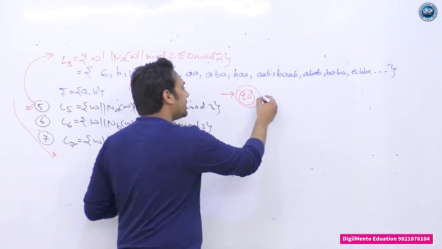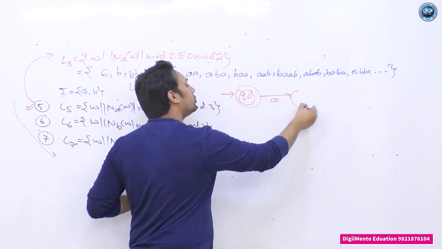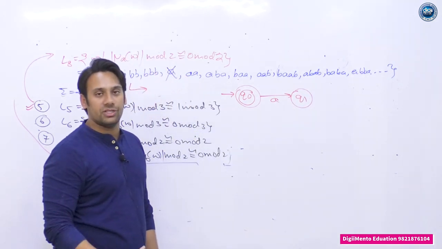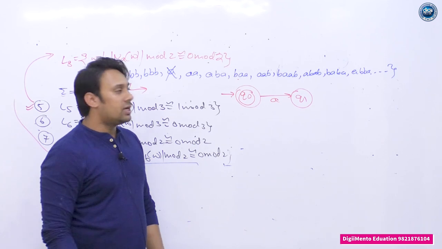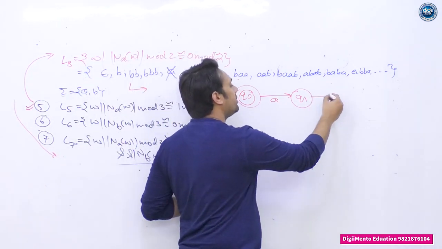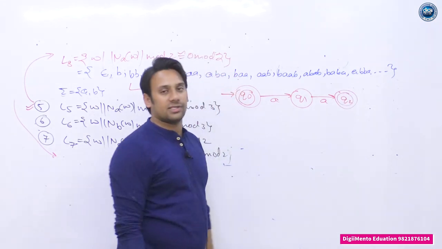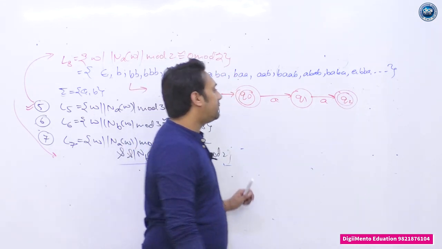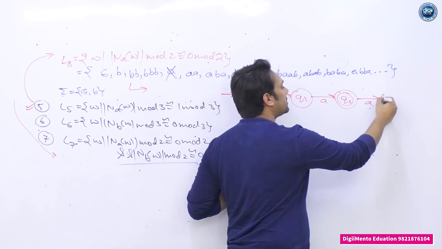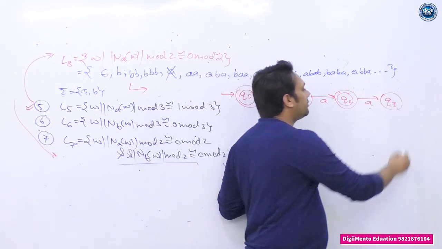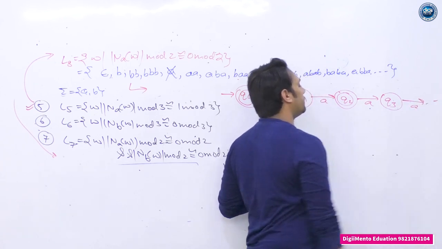If I get one single A, then I'll go to the state Q1 because the number of A's are now odd. Again, if I get one more A, I will go to the state Q2 because the number of A's are even. If I get one more A, I'll go to the state Q3, number of A's are odd. If I get one more A, and so on.